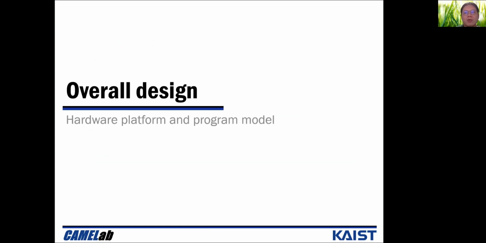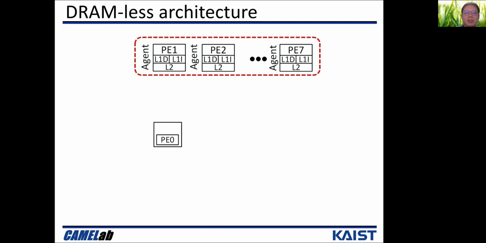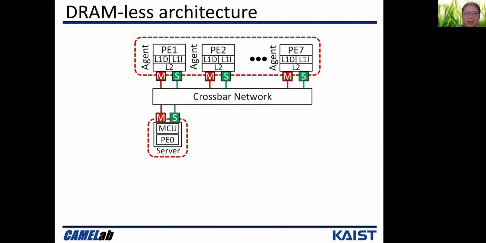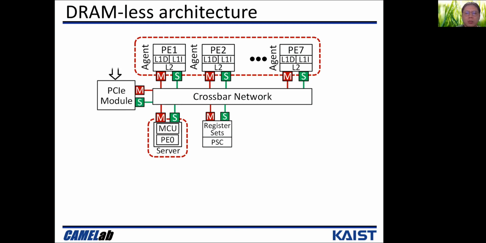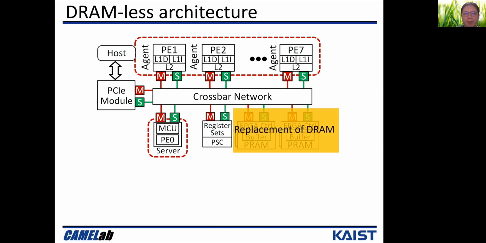Next, I will talk about our overall design, including the hardware platform and the program model. Our accelerator platform includes 8 cores. 7 cores work as agents to process a kernel. The last core works as a server to coordinate the kernel scheduling. It also employs an MCU to manage the PRAM access. All the cores are connected through a crossbar network. Our platform includes register sets to manage the status of the platform. It also includes a PCIe module to interact with the host. We also attach our PRAM-based memory subsystem to the crossbar network. They can directly replace the traditional DRAM.